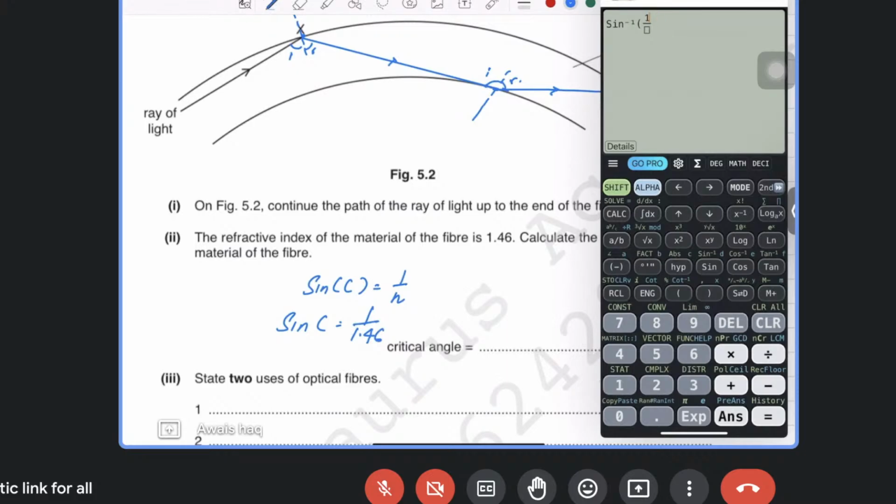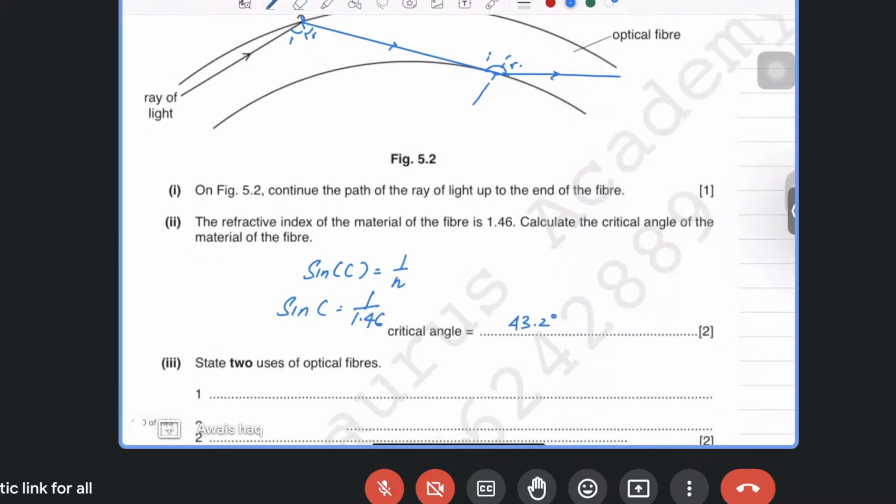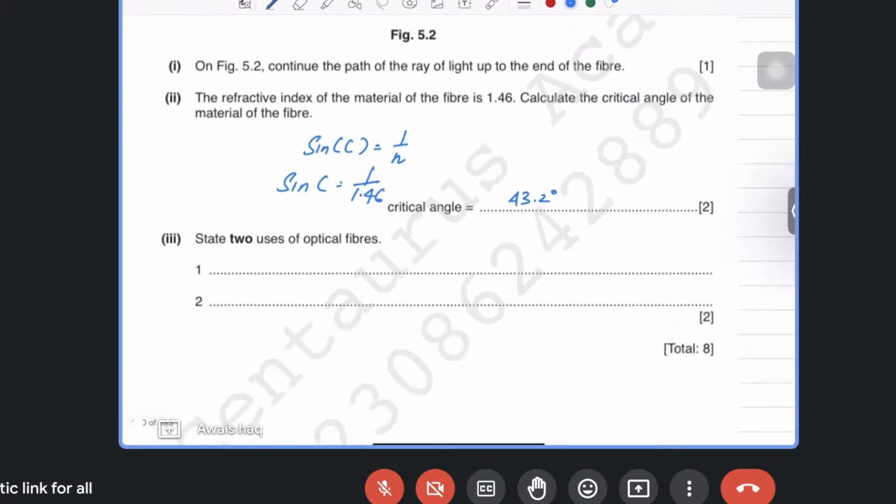1 divided by 1.46, so that is 43.2. Write that down, degrees. And then it says state 2 uses of optical fibers.